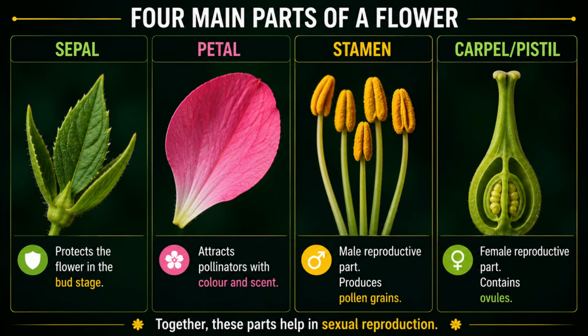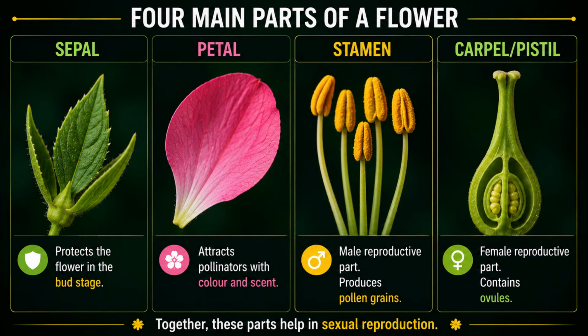First, the sepal. Sepals protect the flower when it is still in the bud stage. Second, the petal. Petals are often colorful and can help attract pollinators. Third, the stamen. The stamen is the male reproductive part and produces pollen grains. And fourth, the carpel, or pistil. This is the female reproductive part and contains the ovules.